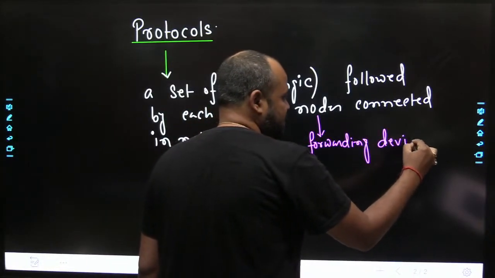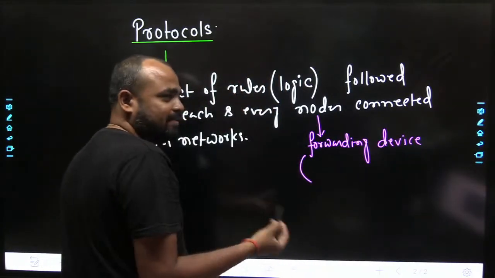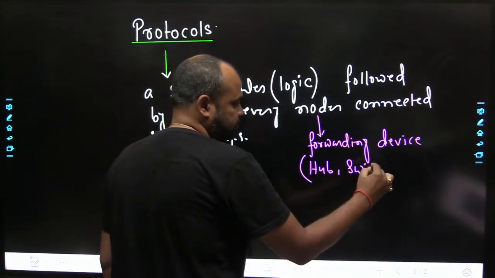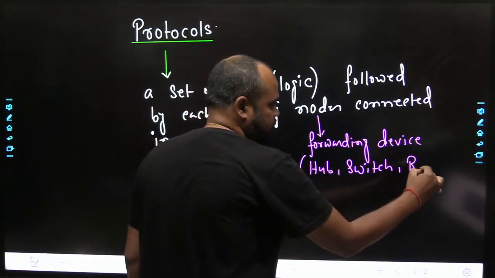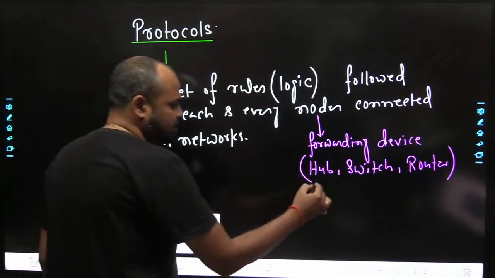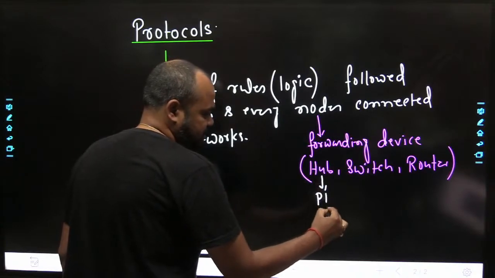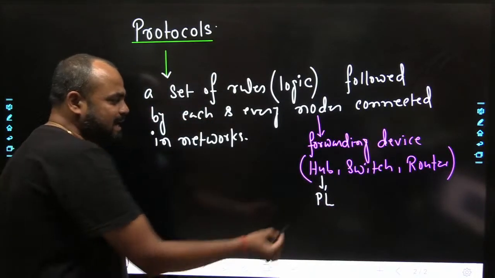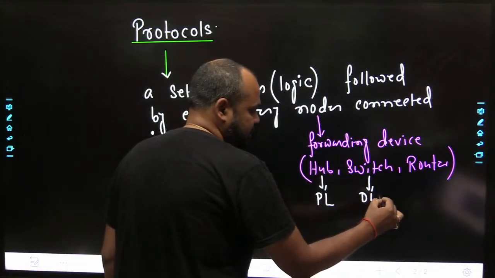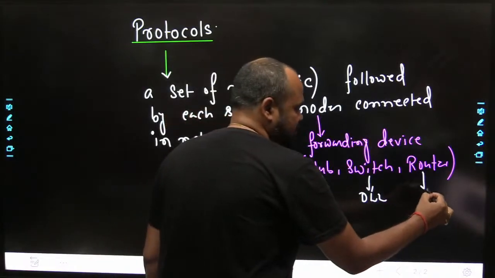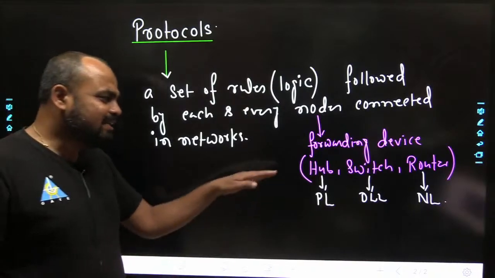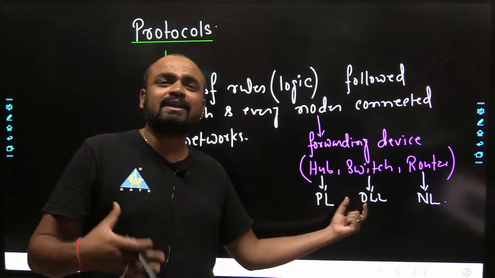Inside the forwarding device, we have a hub, switch and router. Later on, I will tell you hub is a physical layer device. PL means physical layer device. And switch is the data link layer device. And the router is the network layer device.